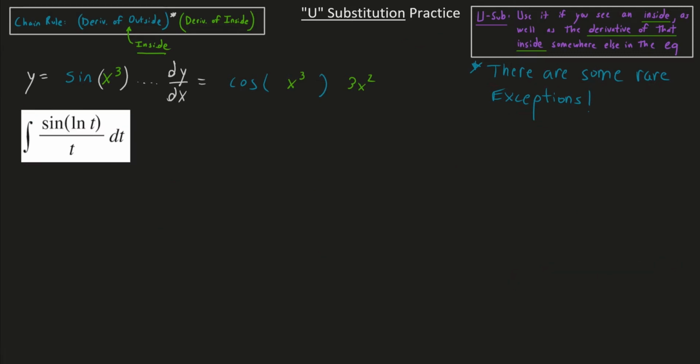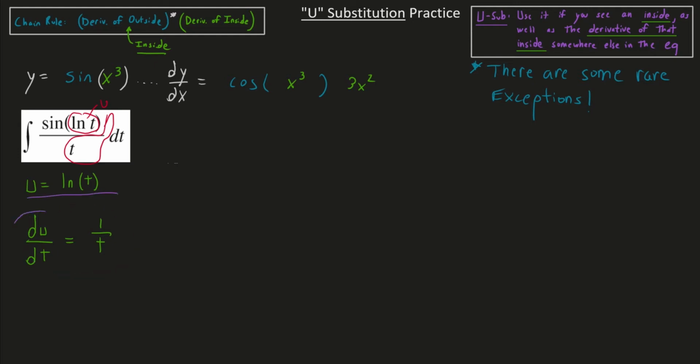So this problem looks disgusting, but I'll choose my u as the natural log of t because I see the derivative of natural log of t elsewhere in my equation. Here it is. Here's 1 over t. That is the derivative of natural log. So this should be one of our standard u sub problems. So the derivative of this u is 1 over t.